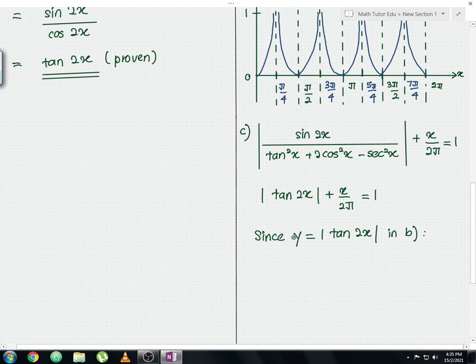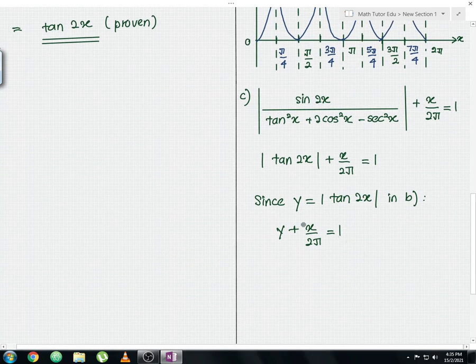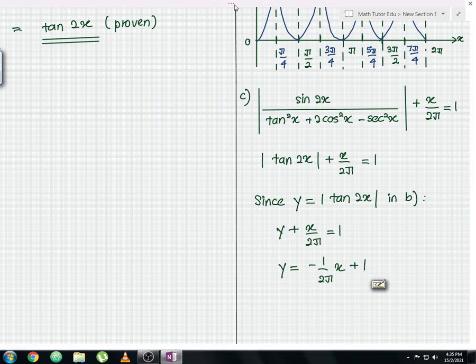So this y will get substituted over here. It will become y plus x over 2 pi equals 1. Since we are forming a straight line equation, this x over 2 pi from the left hand side, you move it over to the right hand side, so it will become y equals negative 1 over 2 pi x plus 1. If you wish to write negative x over 2 pi, you can also. So this will be your first step. Let me box this.